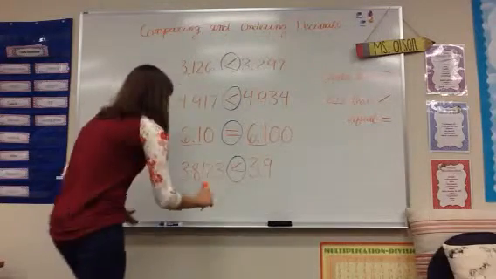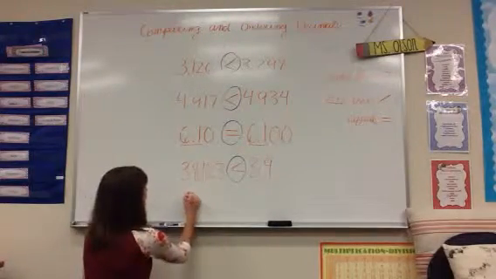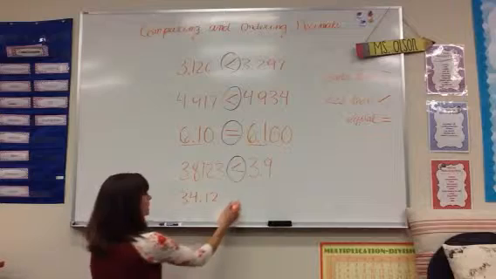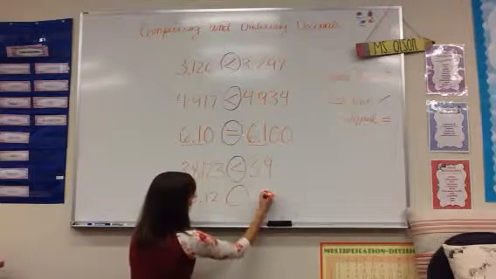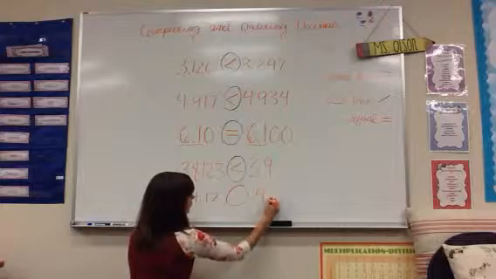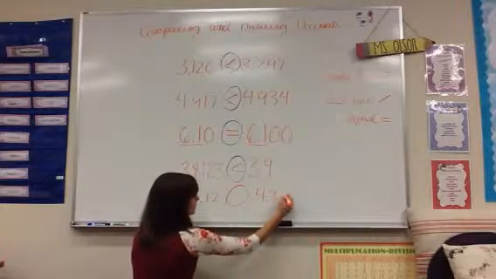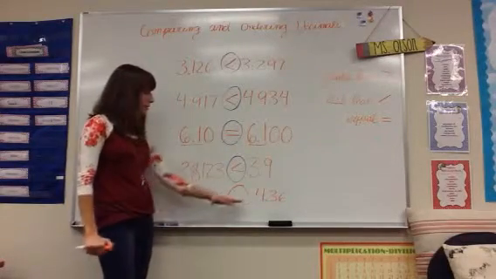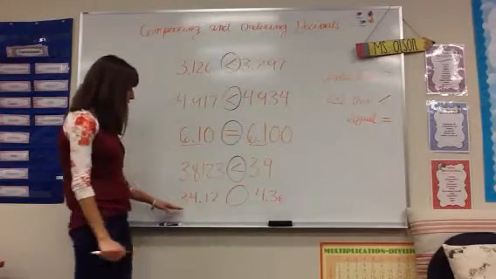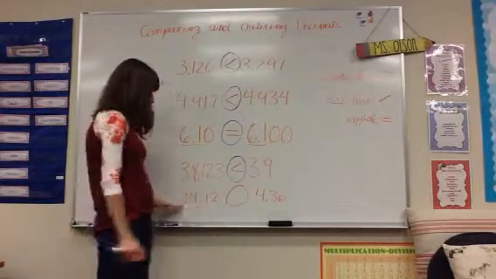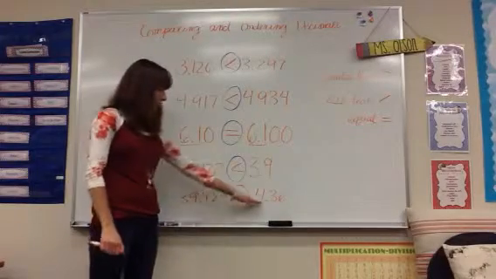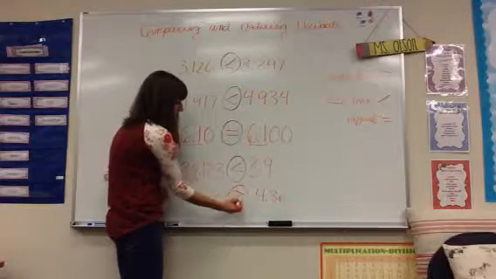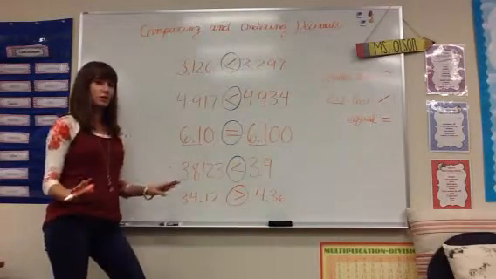For example, if I do 34.12 and then do a circle and have, let's say, 4.36, I already know that 34 wholes is greater than 4 wholes. So I don't need to do any matching because 34 by itself is bigger than 4. And since those are both whole numbers, I know that this one is greater. I don't think you're going to come across that very much, but just in case you do, now you know.